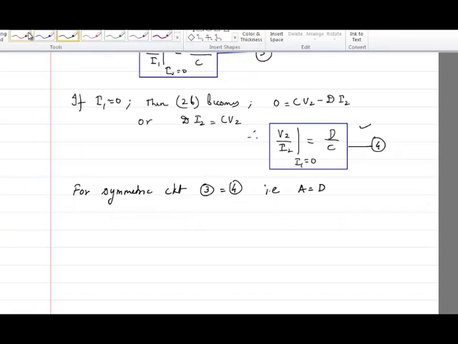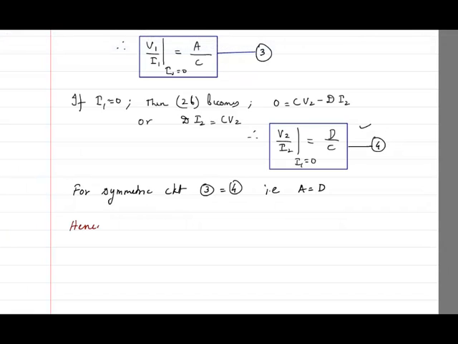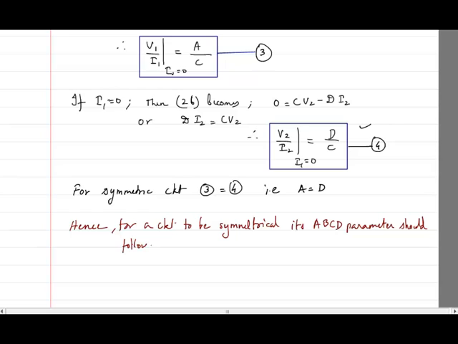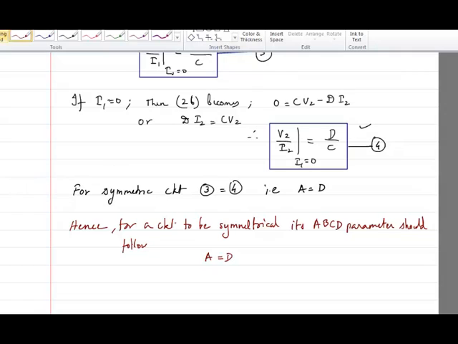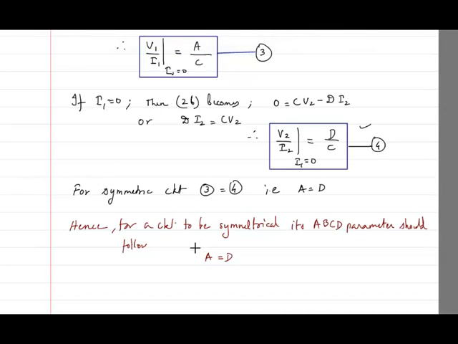Hence, for a circuit to be symmetrical, its ABCD parameters should follow the condition. What is the condition? A should be equal to D.